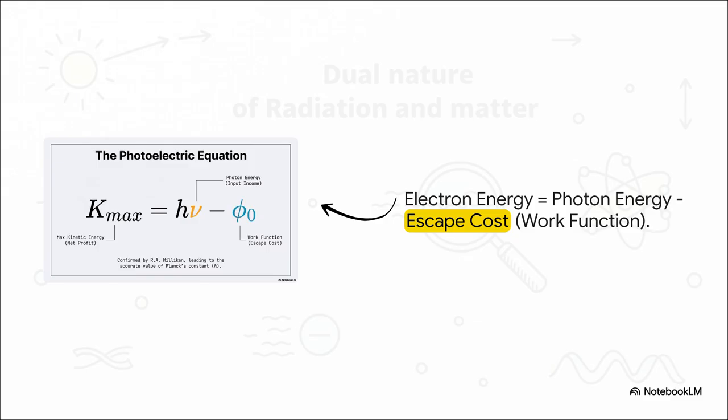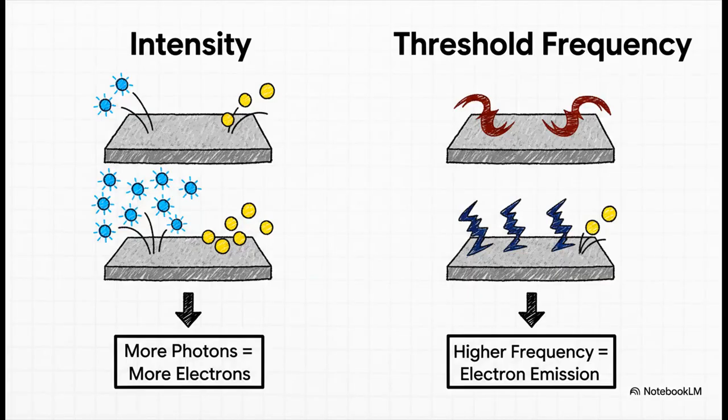But what if a photon only has 1.5 units of energy? Well, that's not enough to pay the fee, so nothing happens. And that's your threshold frequency. And just like that, everything clicked. It all made perfect sense.